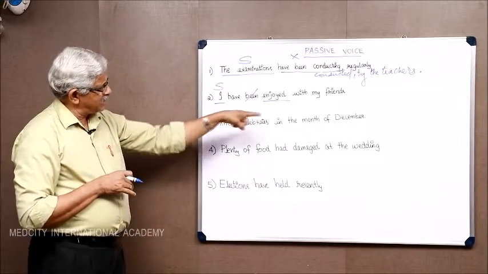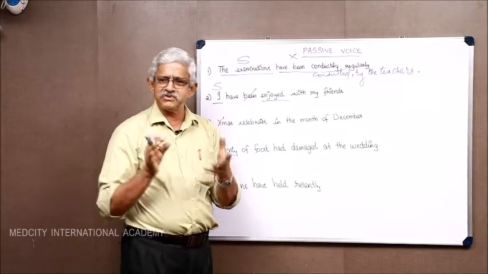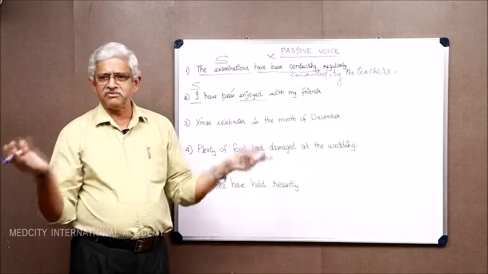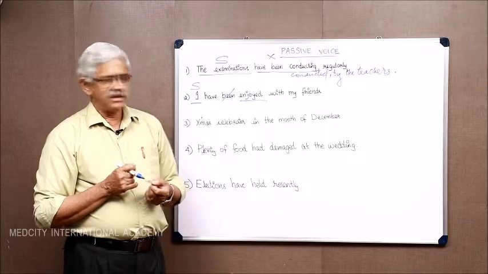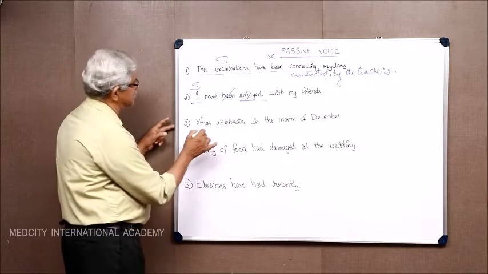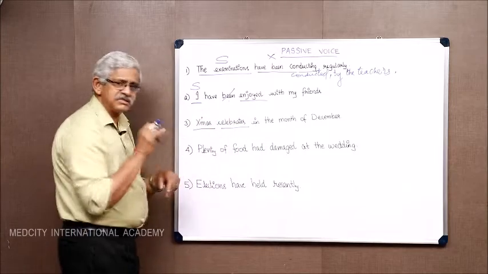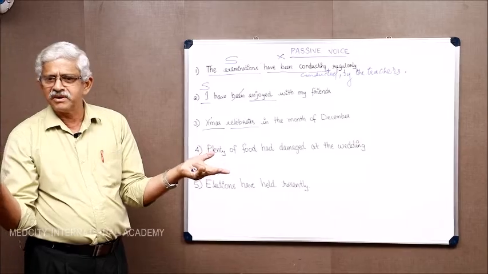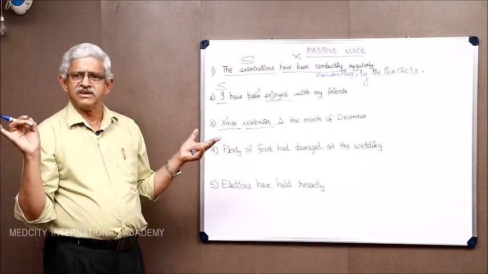So we will just take a quick look at these sentences also. Christmas celebrates in the month of December. Many students write like this. Christmas celebrates in the month of December. Onam celebrates in the month of Chingam, or August or September. This is a wrong construction because Christmas is not anything that does the celebration. The action of celebration is not done by Christmas. So there is a wrong construction in it.